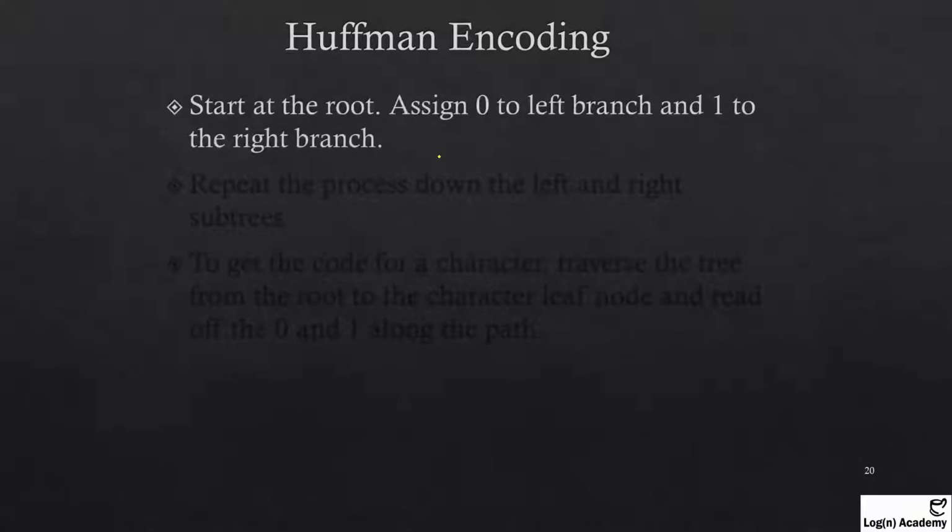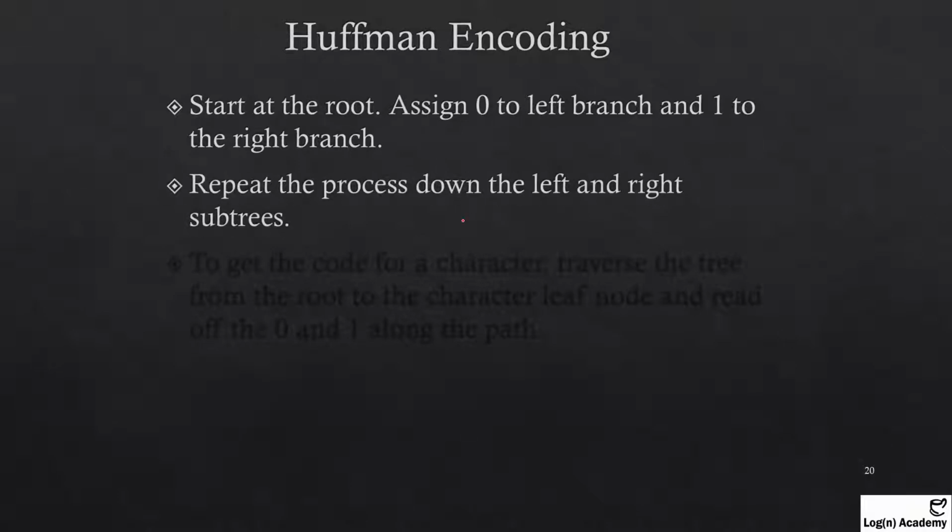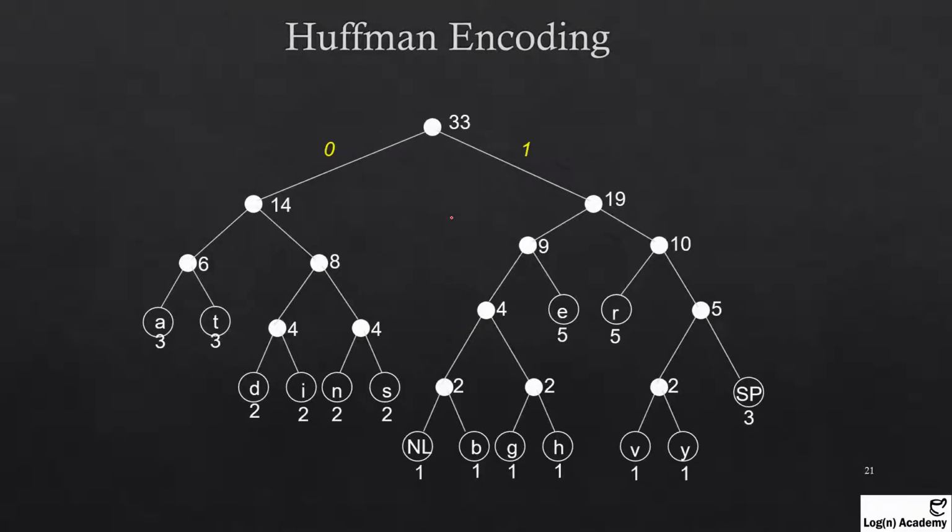The next step is to start at the root and assign 0 to the left branch and 1 to the right branch. Then repeat the process down the left and right. The same way we will assign 0 to the left side and 1 to the right side, and we will do this for this whole complete tree. Now we have given numbers to the whole tree.